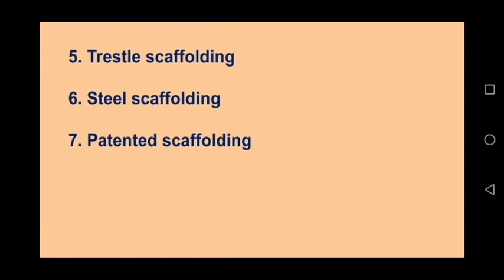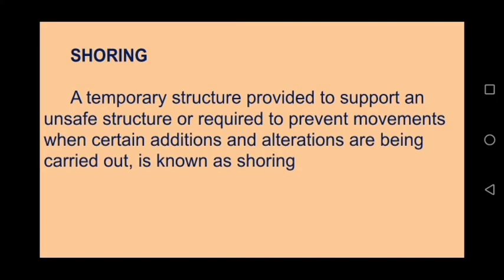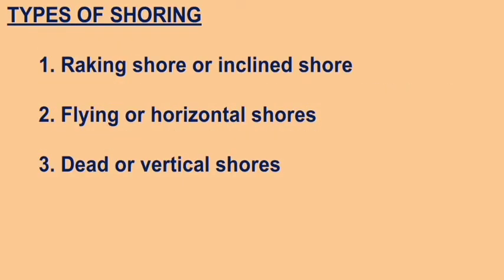Now let us move into shoring. What is a shoring? A shoring is a temporary structure provided to support an unsafe structure or required to prevent movements when certain additions and alterations are being carried out. Types of shoring. First one, raking shore or inclined shore.